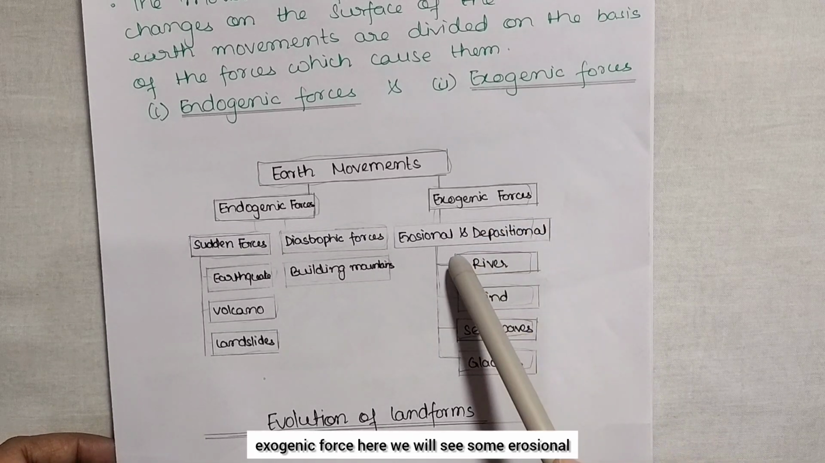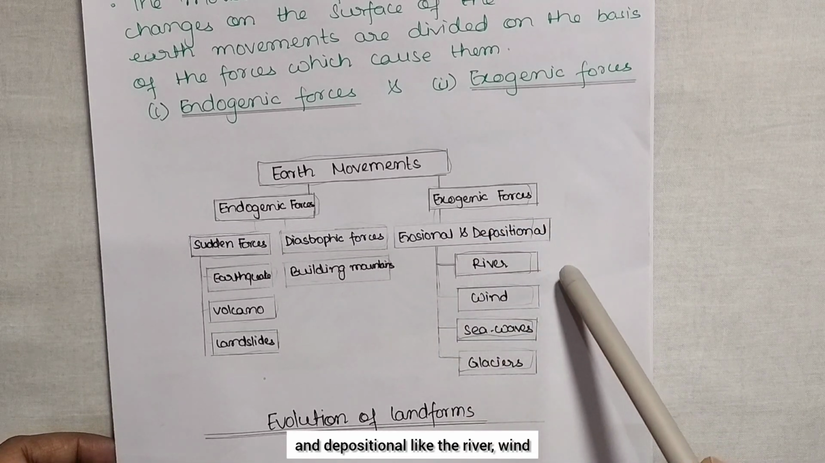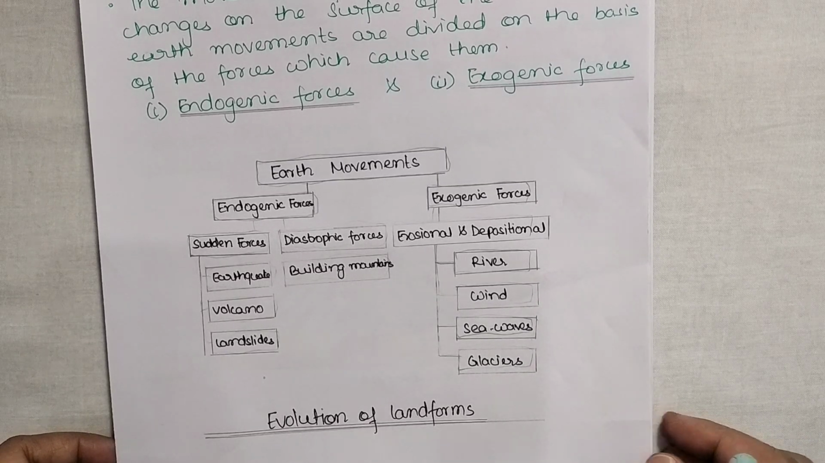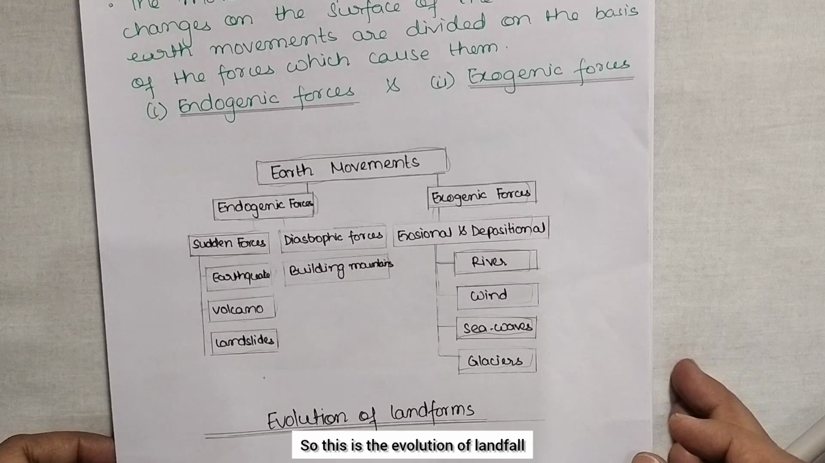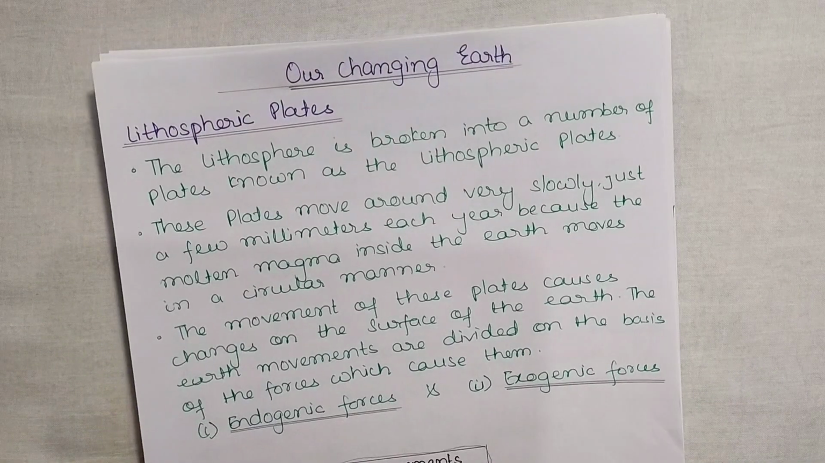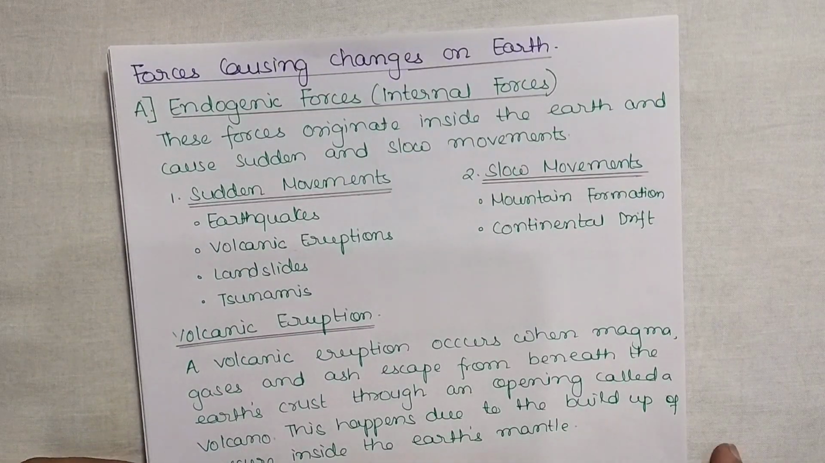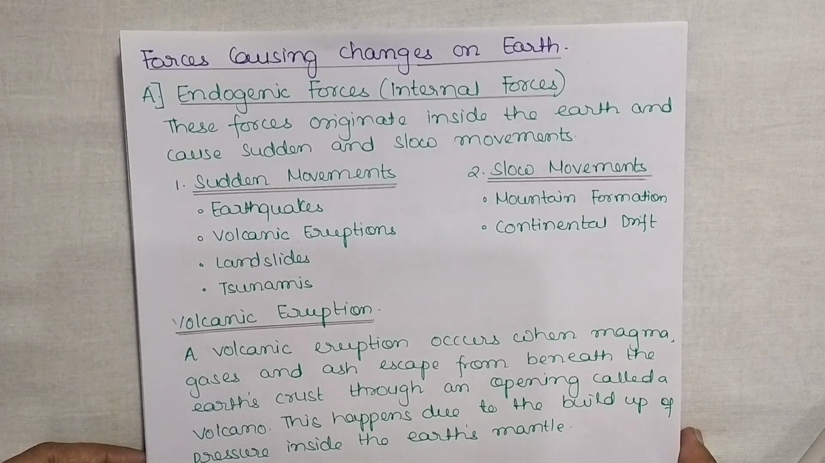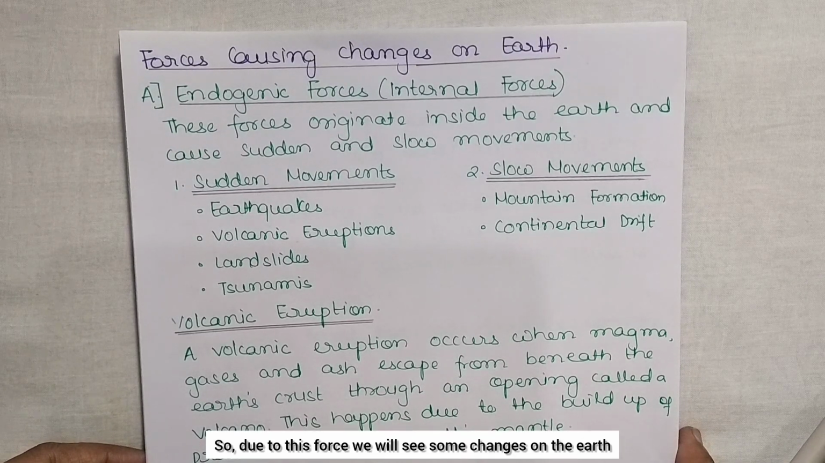Exogenic force, here we will see some erosional and depositional work, like the river, wind, sea waves and glacier. So this is the evolution of landform. Let us continue. Now the forces cause changes on earth. So due to these forces, we will see some changes on the earth.